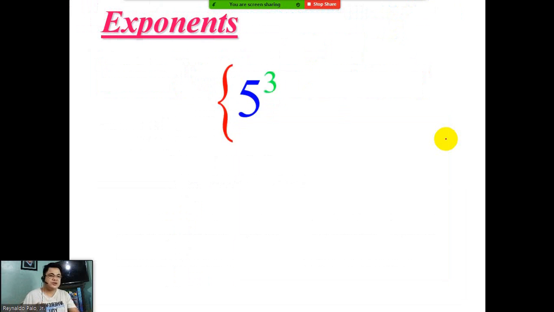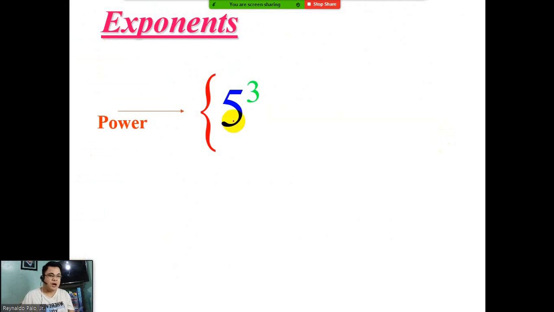When we are talking about exponents, let's say we have this example, 5 cubed. 5 cubed is what we call the power. The whole thing, 5 cubed, is what we call the power. Then 5 is what we call the base of the power, and 3 is what we call the exponent.